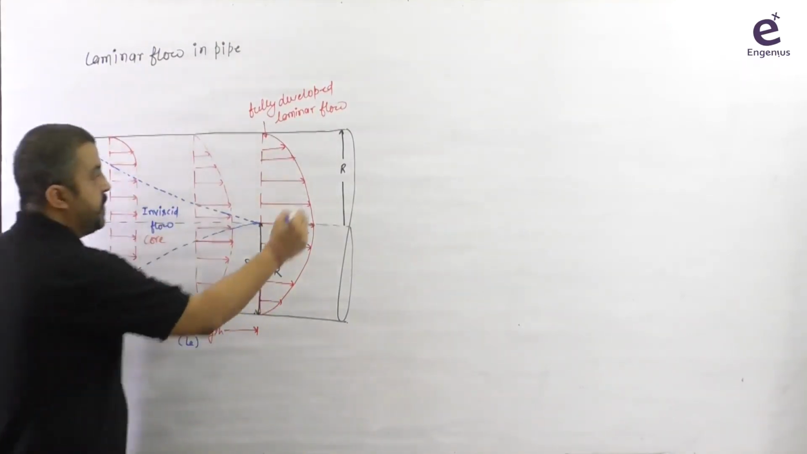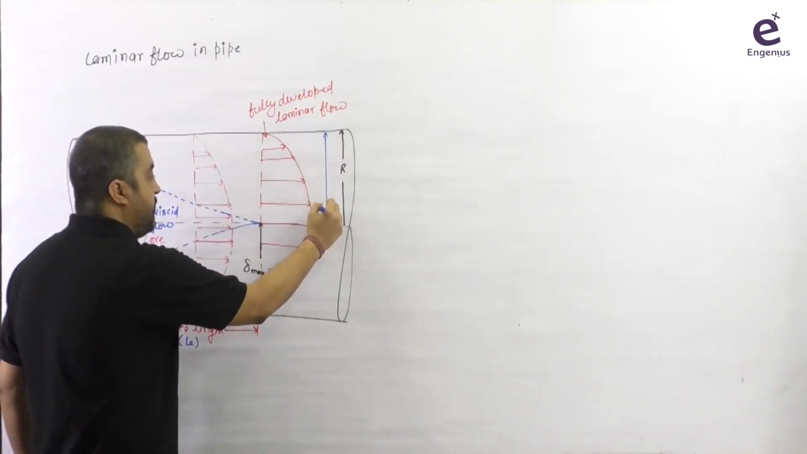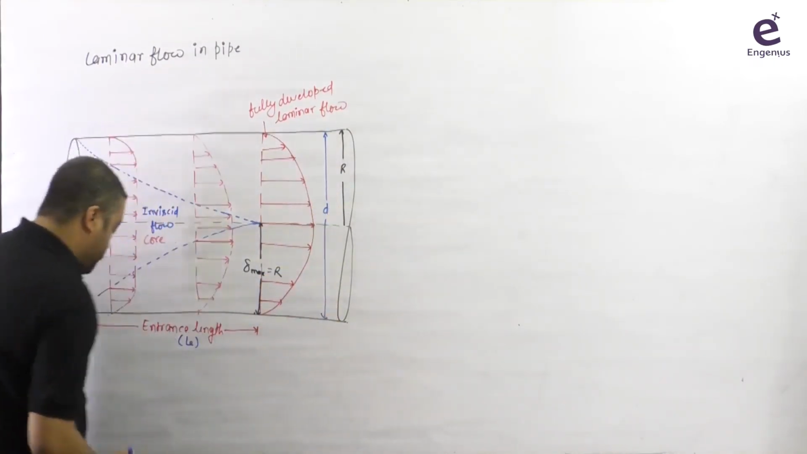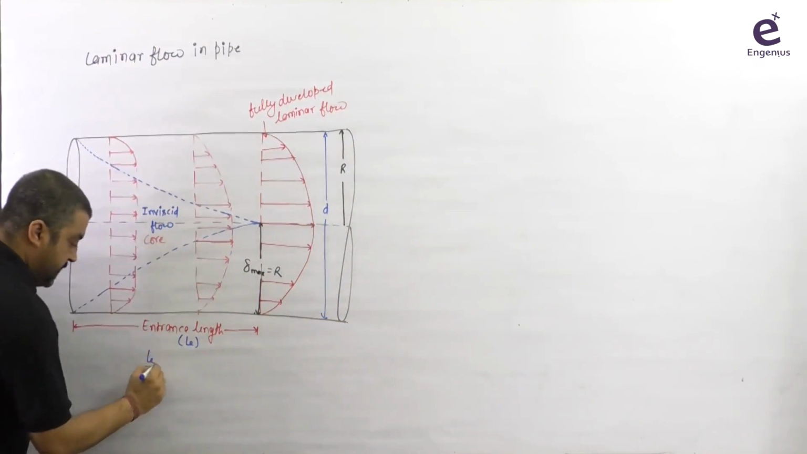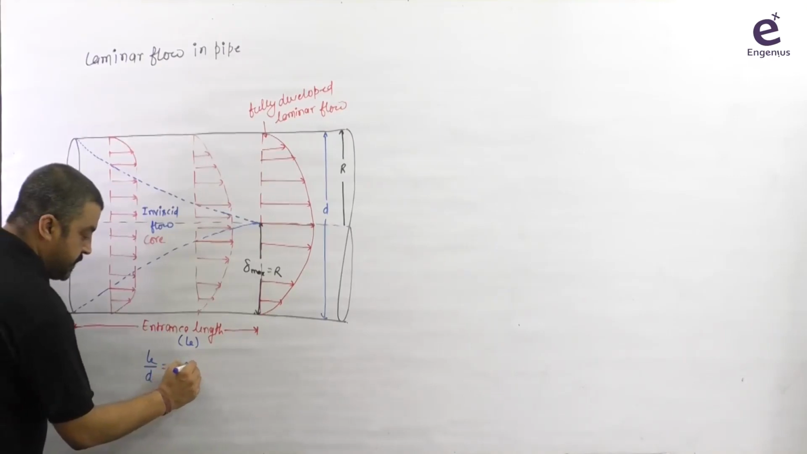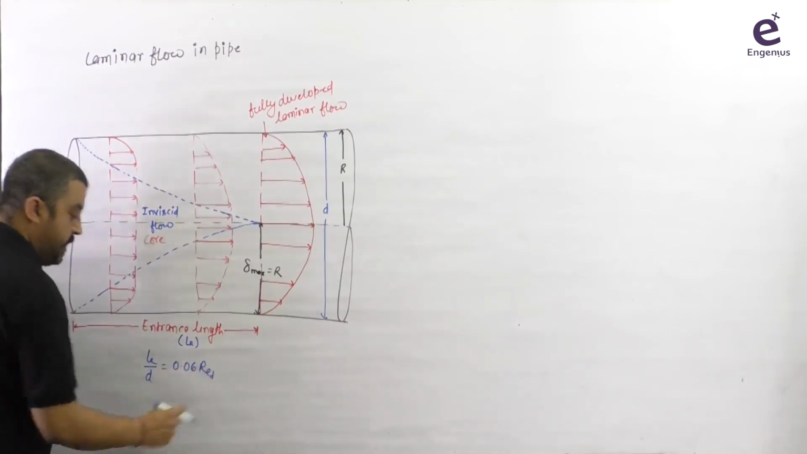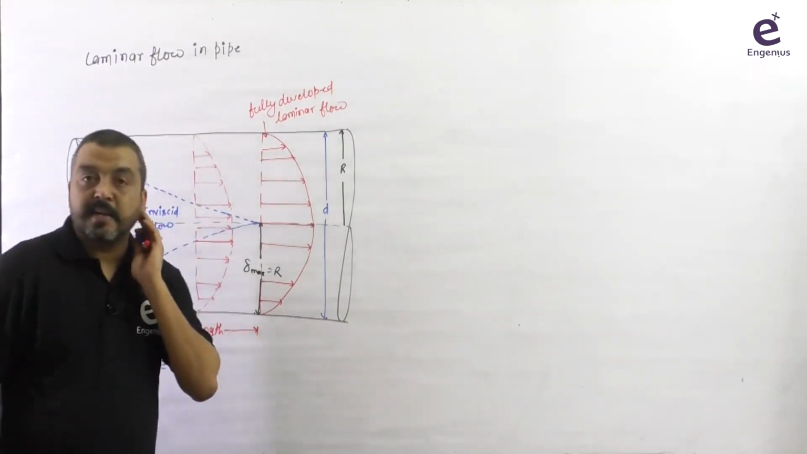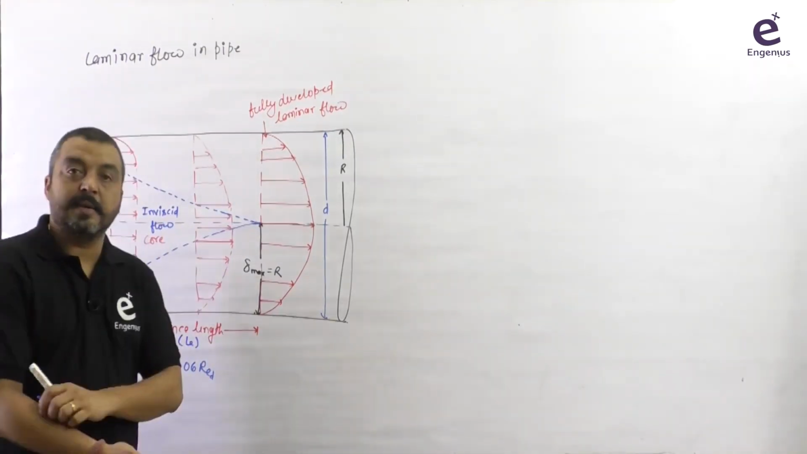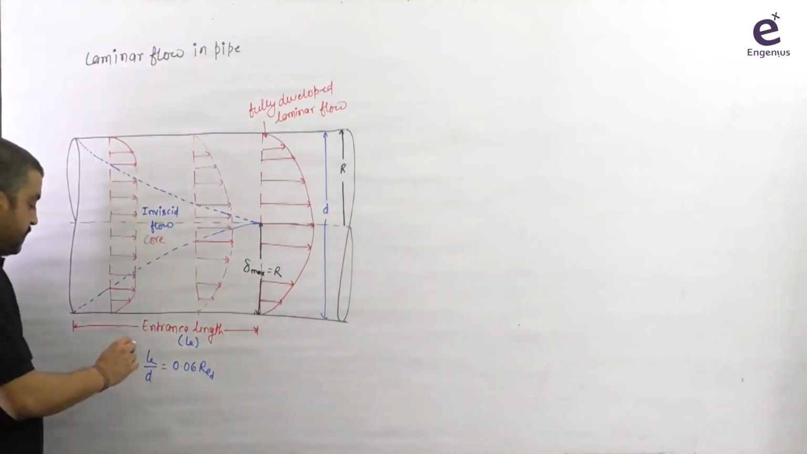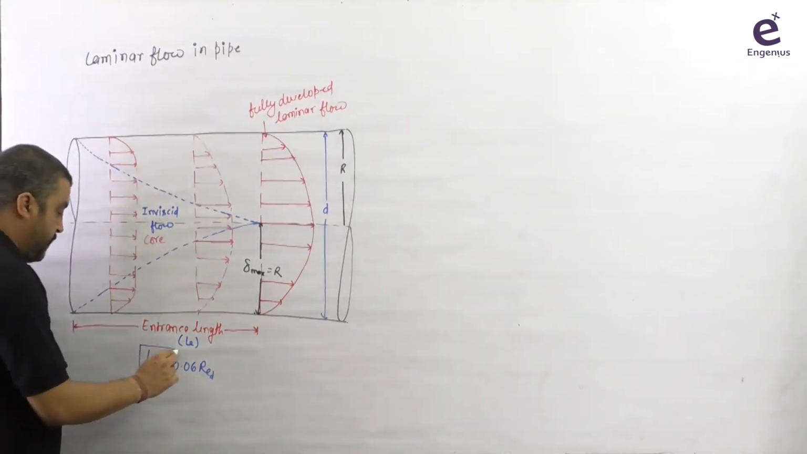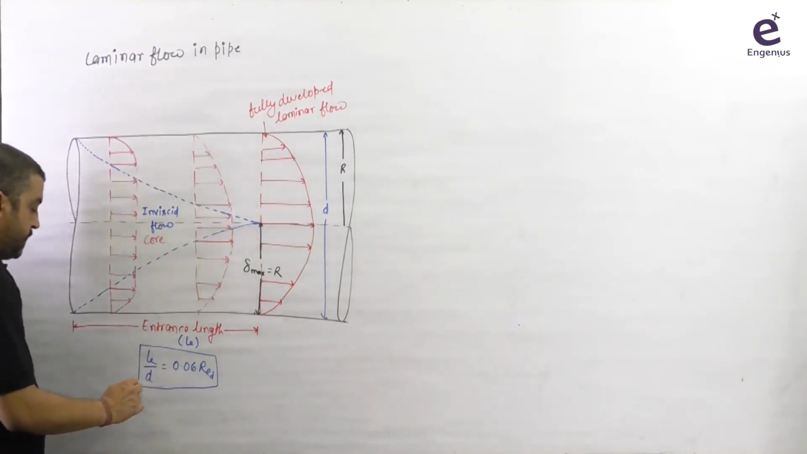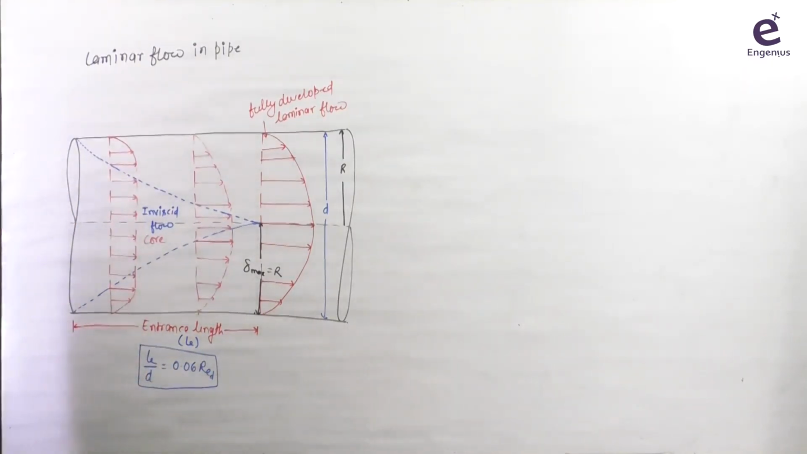So suppose D is the diameter of this pipe, you can say LE, that is the entrance length, divided by D is given by 0.06 into Re_D. Here the Reynolds number has the suffix D, meaning the characteristic dimension in this case is not the length; here the dimension is the pipe diameter. So by this we can find out the entrance length of the pipe in case of laminar flow. This is for the laminar flow.